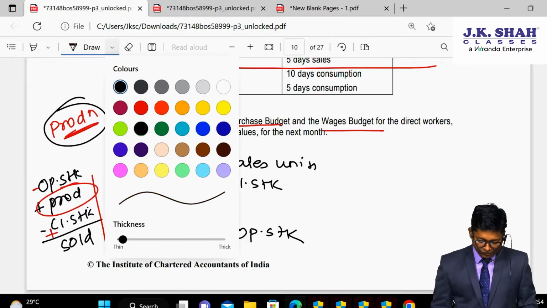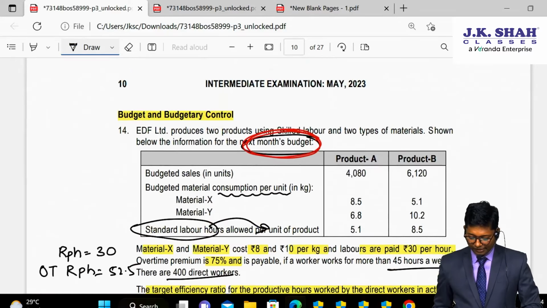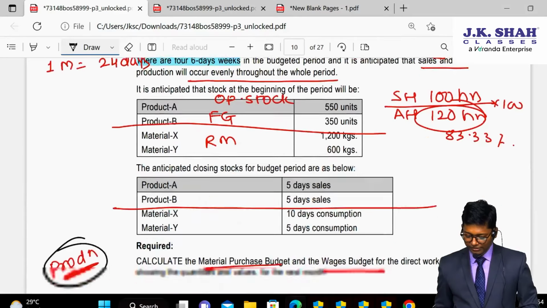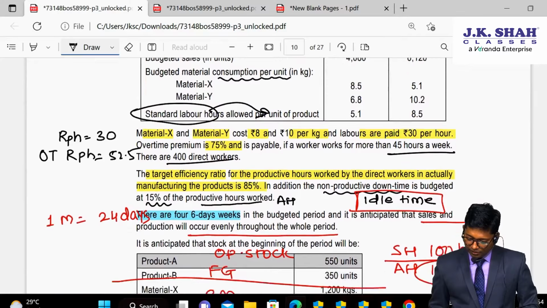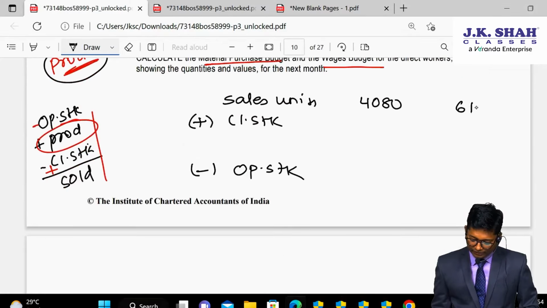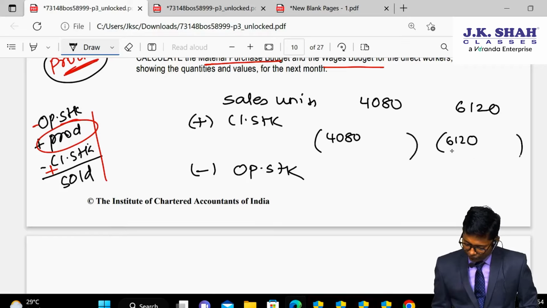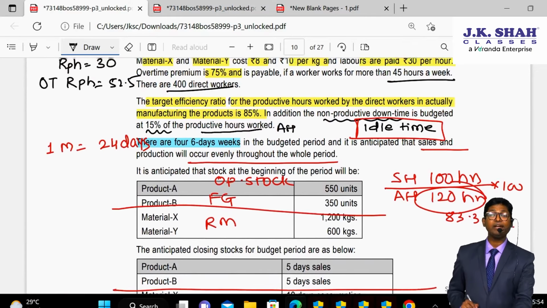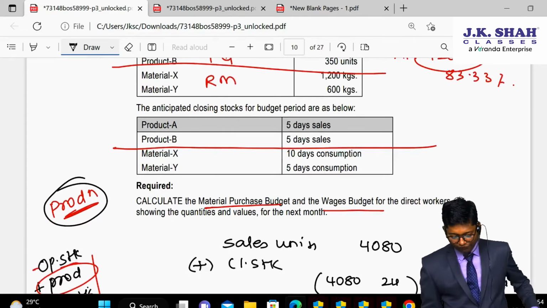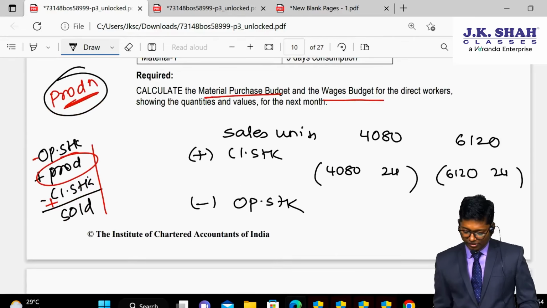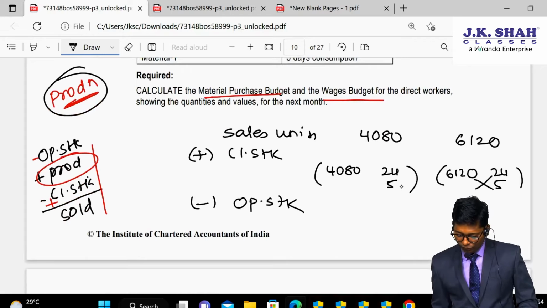Now as far as sales units are concerned, sales units are given in the very first table: product A 4080 and product B 6120, correct? Now this much quantity, 4080 and 6120, we are going to sell in the period of 24 days. If I am not wrong, the budgeted period is given, no, 24 days. The question says closing stock of A and B is 5 days requirement of sales. So you only need to cross multiply.